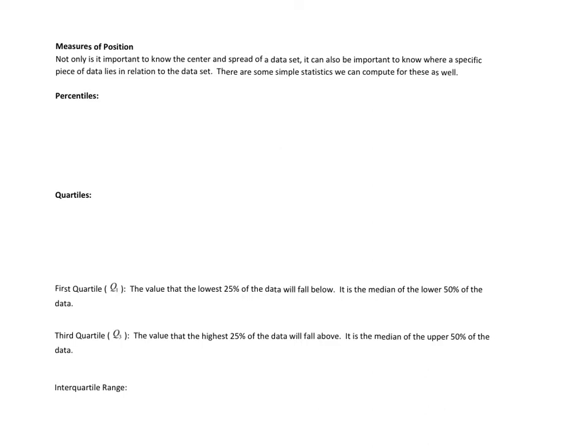One of the most important things we'll use for a measure of position is what's called a percentile. A percentile is the percent of data below a given data value. So it's what percent of the data is below a given value. This could be a large data set, it could be a small data set, but it's the percent that is strictly below a given data value.